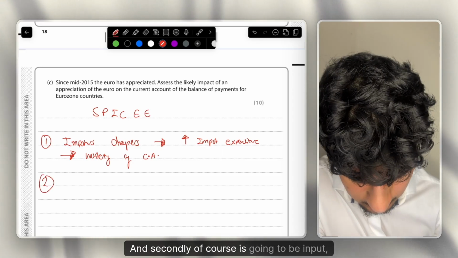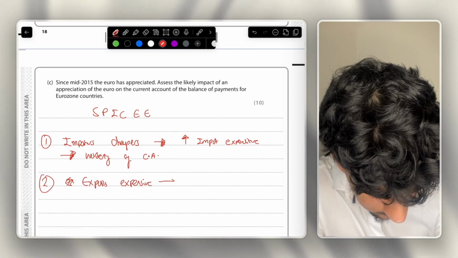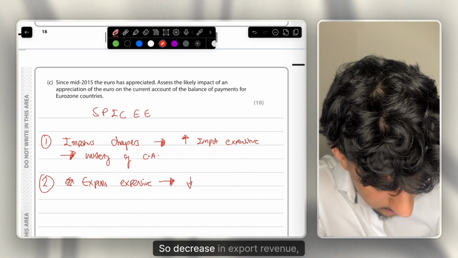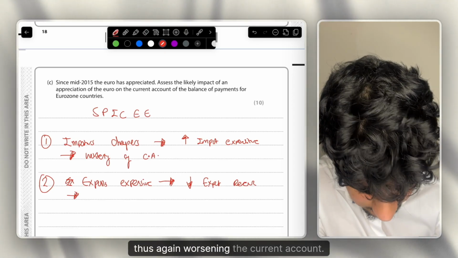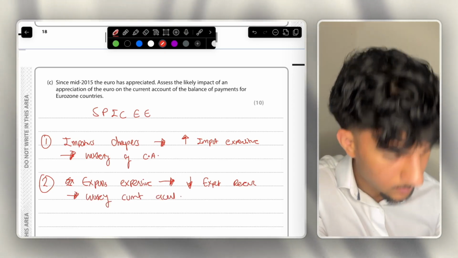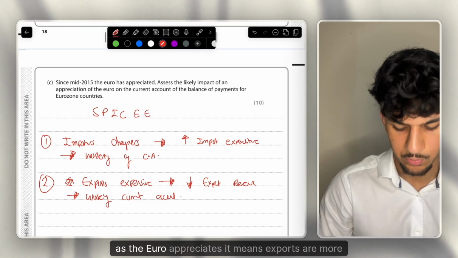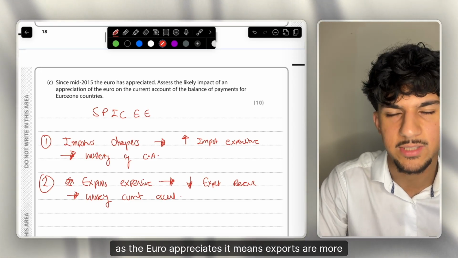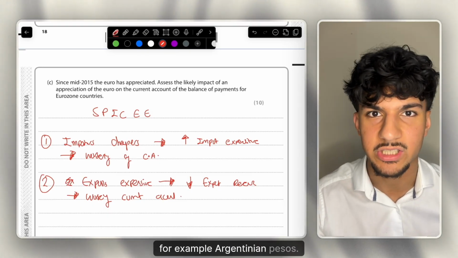And secondly, of course, is that exports become more expensive. So there is a decrease in export revenue, thus again worsening the current account. And of course, I explain these in a step-by-step manner, saying as the euro appreciates, it means exports are more expensive relative to other currencies. You can even give an example, like, for example, Argentinian pesos.